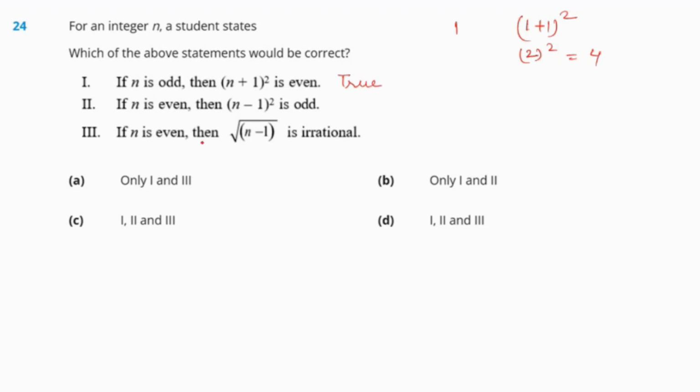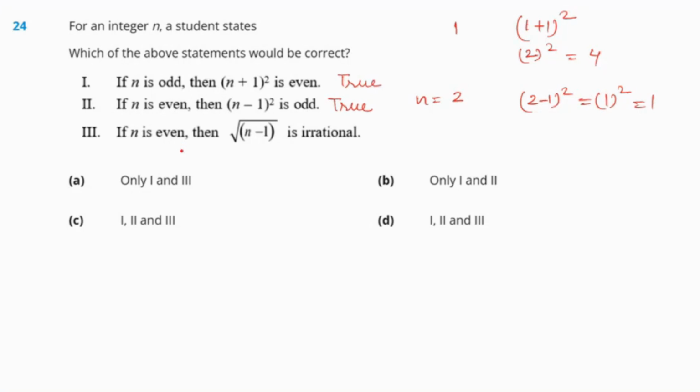If n is even, then n minus 1 whole square should be odd. If n is even, we can take the value of n as 2. Then 2 minus 1 whole square gives us 1 square, and 1 is an odd number. So that is also true.